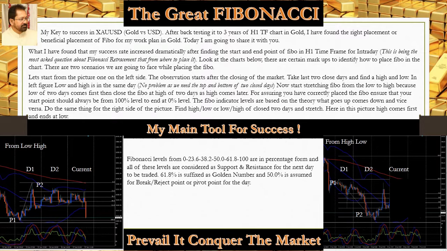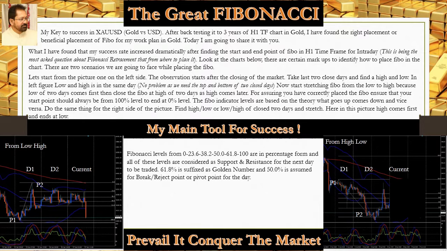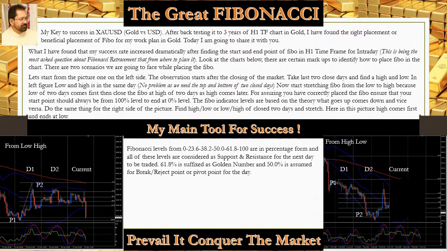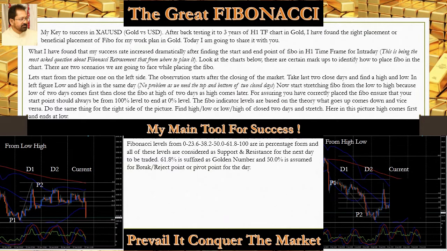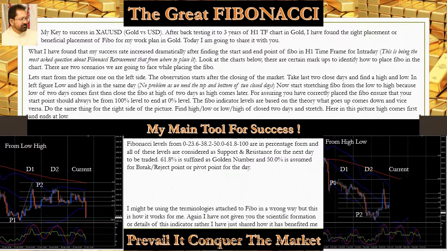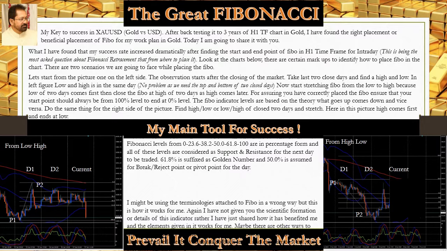Fibo levels 0, 23.6, 38.2, 50, 61.8, 100 are in percentage form, and all of these levels are considered support and resistance for the next day to be traded. 61.8% is suffixed as the golden number, and 50% is assumed as the break or reject point, or pivot point, for the day.